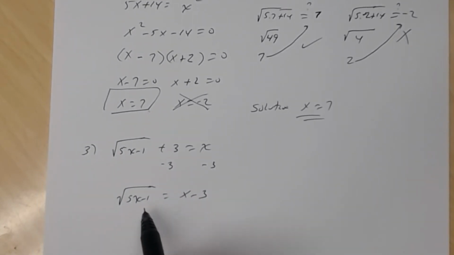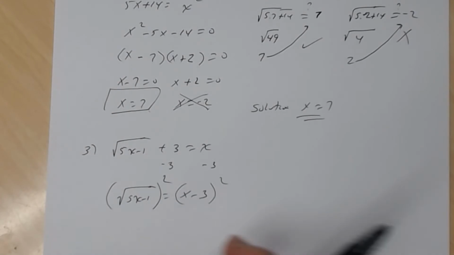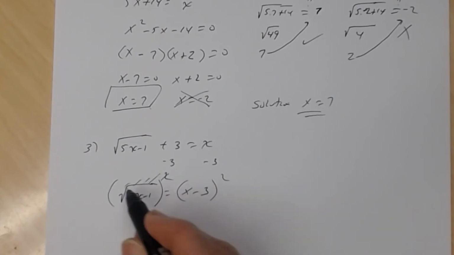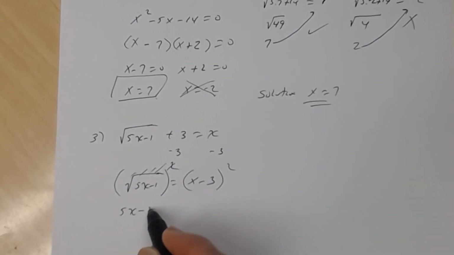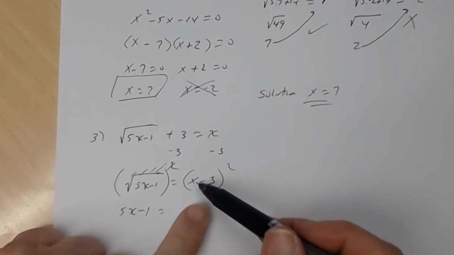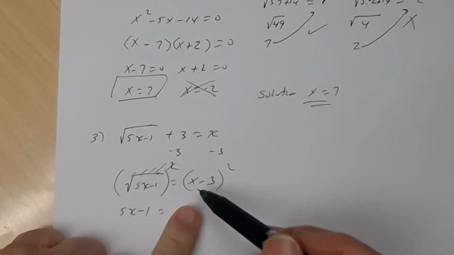Now once you get the square root by itself, then you square both sides just like this. You put both sides in parentheses and you raise both sides to the second power. The square and the square root undo each other, so you get 5x minus 1 on this side. On this side, now be careful, there are a few students that will make a mistake and they'll say x squared plus 9. That is not x squared plus 9.